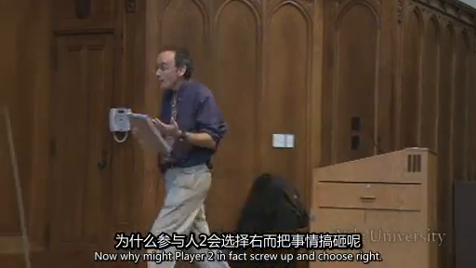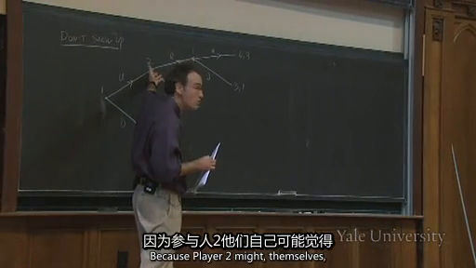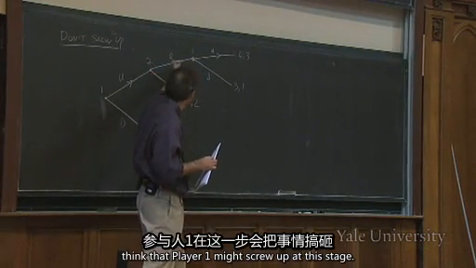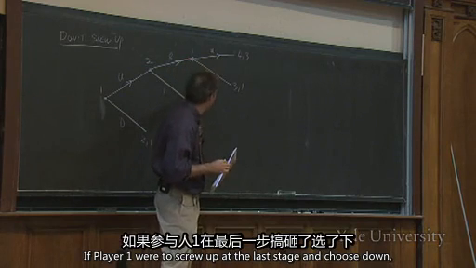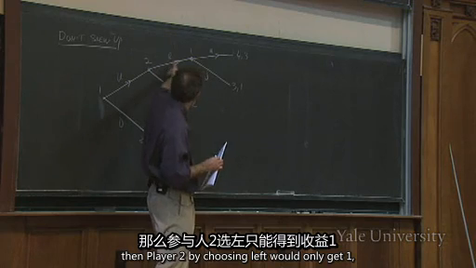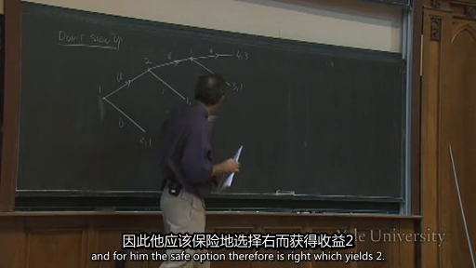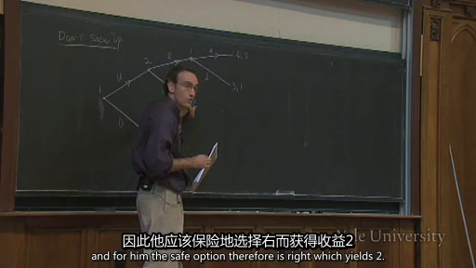Now, why might player 2, in fact, screw up and choose right? Because player 2 might themselves think that player 1 might screw up at this stage. If player 1 were to screw up at the last stage and choose down, then player 2, by choosing left, would only get 1, and for him, the safe option, therefore, is right, which yields 2.